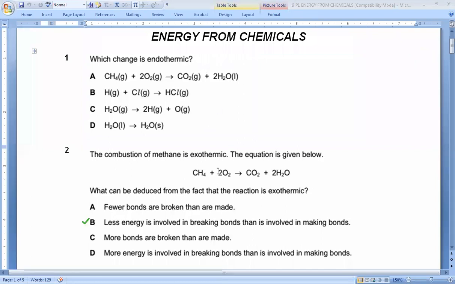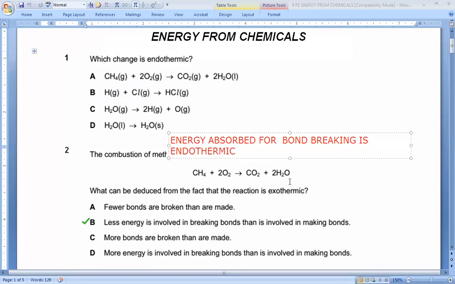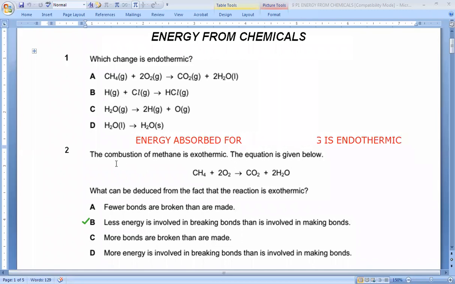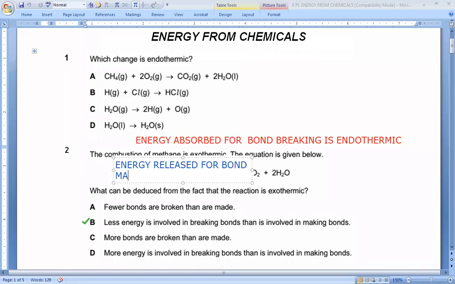In all exothermic reactions, energy absorbed for bond breaking is endothermic, while energy released for bond making is exothermic.